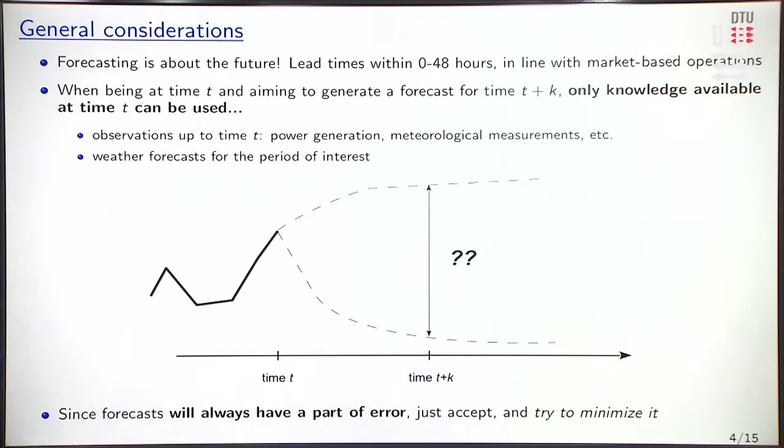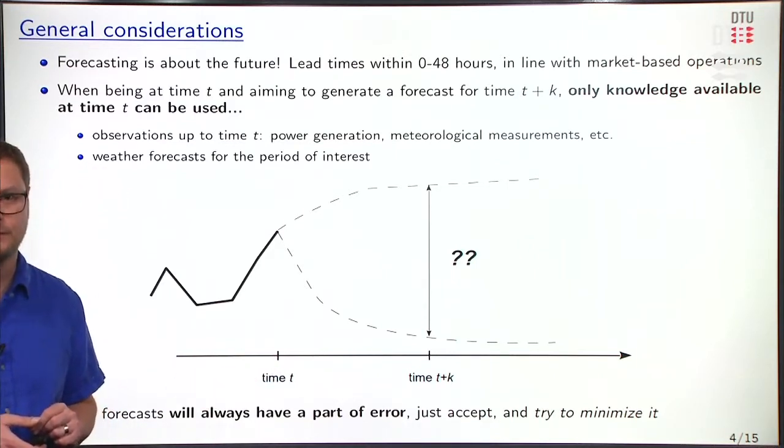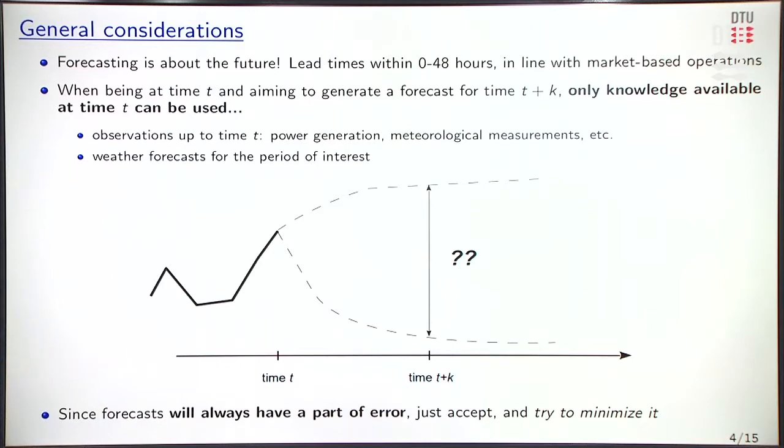This data may include observations up to time t, power generation, meteorological measurements, maybe some remote sensing information, and then we may actually have weather forecasts that give us a hint about the development of the weather situation, but still these weather forecasts are only available at time t. In practice then, since forecasts always have a part of error, we'll just accept it, and the point of generating forecasts based on models and some other ideas is that you try to minimize this forecast error.